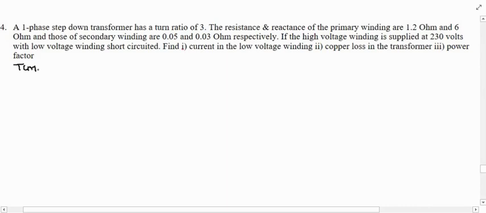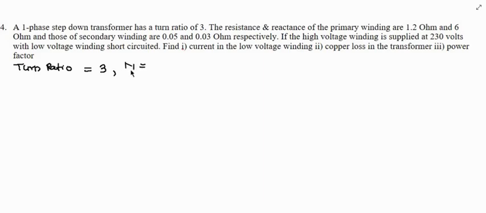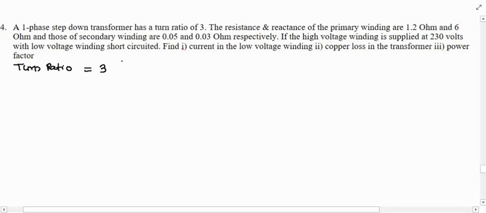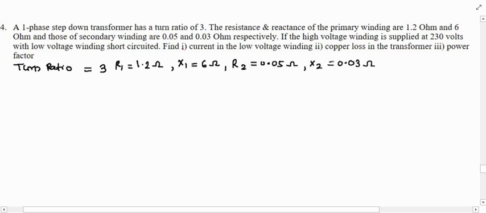What is the turns ratio given? Turns ratio equals 3. Then R1 equals 1.2 ohm, X1 is equal to 6 ohm, then R2 is equal to 0.05 ohm, and X2 is equal to 0.03 ohm. This is the data given to you.